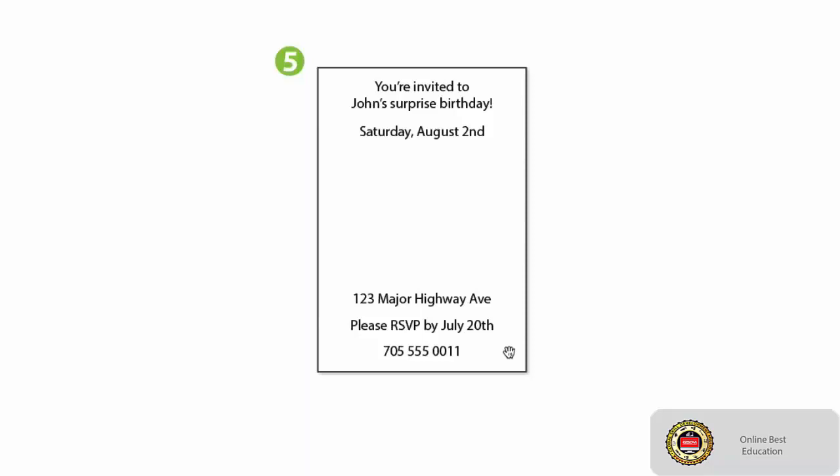And the other point that I want to make here is that the information should be structured from the most important piece of information to the least important piece of information. So in other words, what is it? That's the most important piece of information. And then way down at the bottom, we have the RSVP telephone number, the least important piece of information.